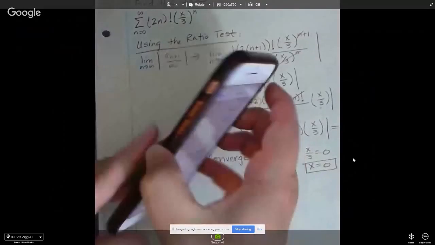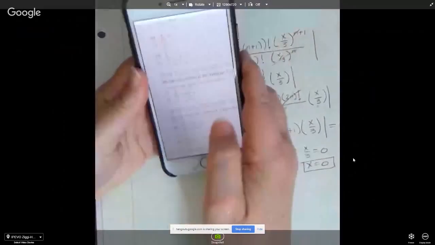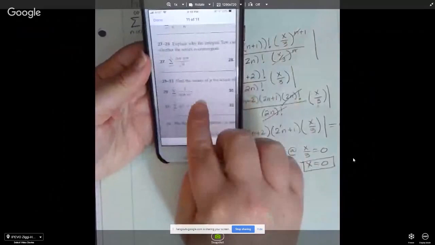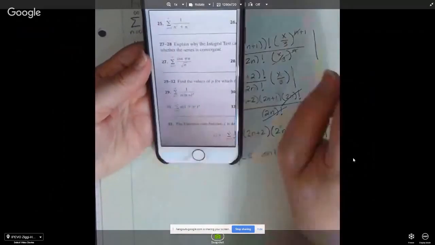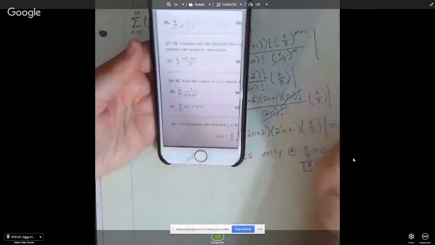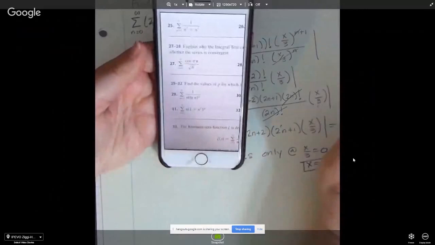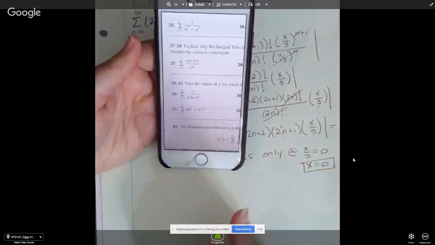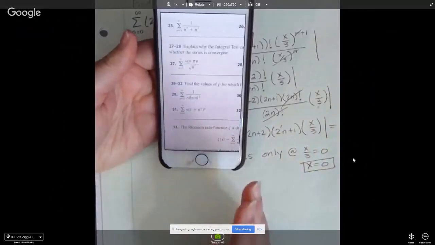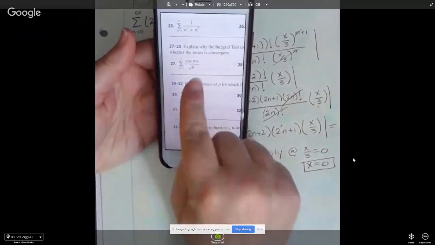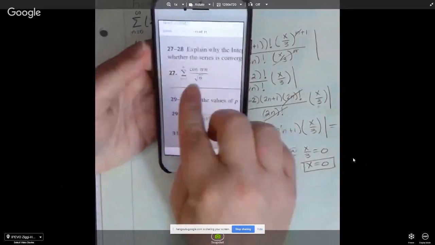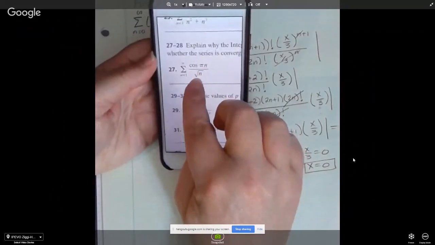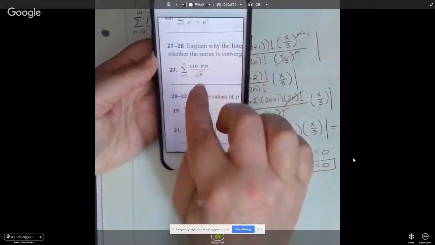On this question that says explain why the integral test can't be used, it's because it's not continuous, decreasing, or positive, right? To use the integral test, there are three conditions. The function that you're going to take the integral of has to be positive, continuous, and decreasing. Cosine alternates between plus and minus 1, so the reason you can't use it for this one is that it's not always positive. It's alternating.